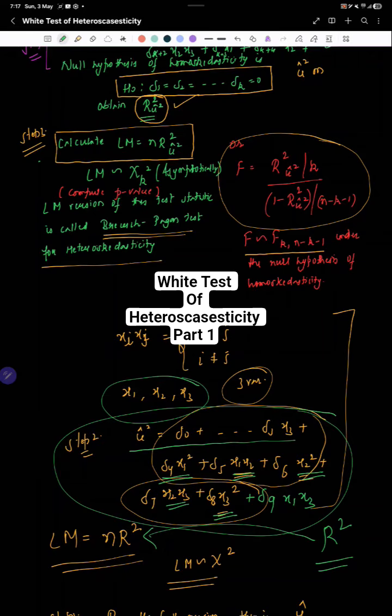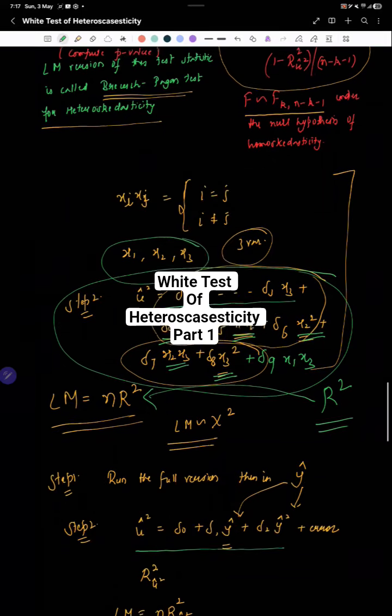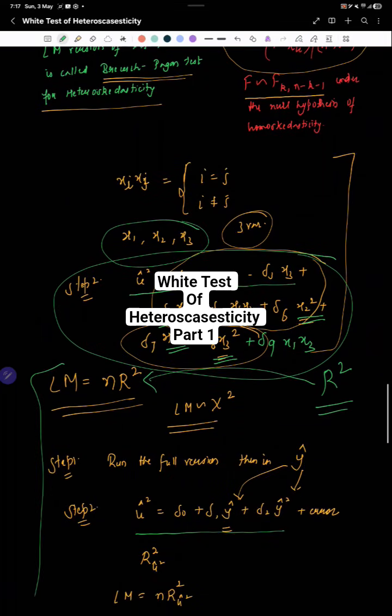The only difference between Breusch-Pagan and this is that we are including the cross terms, but the cost here is that a lot of degrees of freedom are lost because you are including too many variables. So the remedy is to run the alternate version of White's test, which I will explain in the next video.